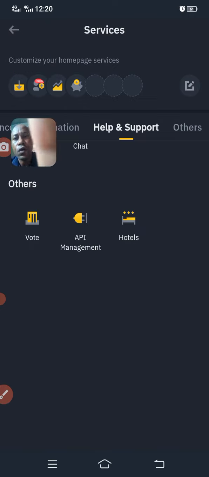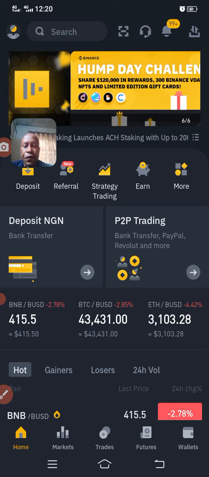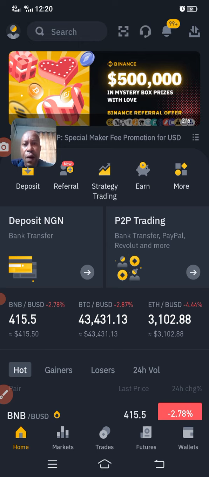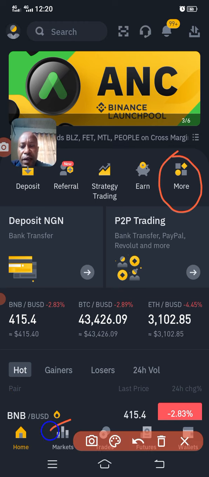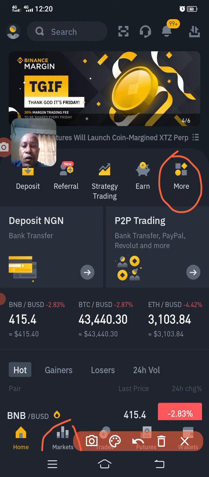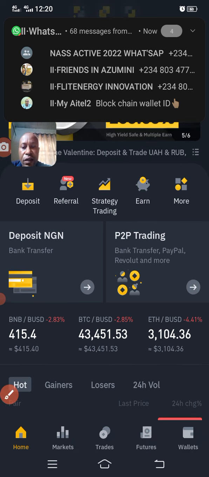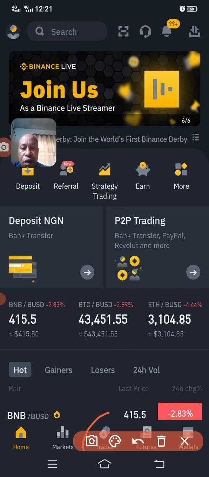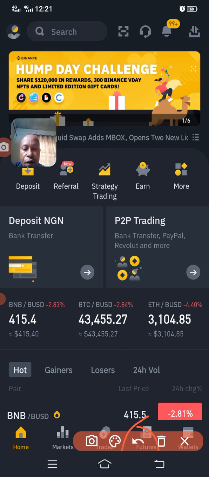So moving forward to what we are actually talking about. Now that you have signed up in Binance and you are actually familiar with the Binance app, if you look very well, you will see market, where it is written market. Later we'll go on and explain that one. We have trade. We also have features, and we have wallets.